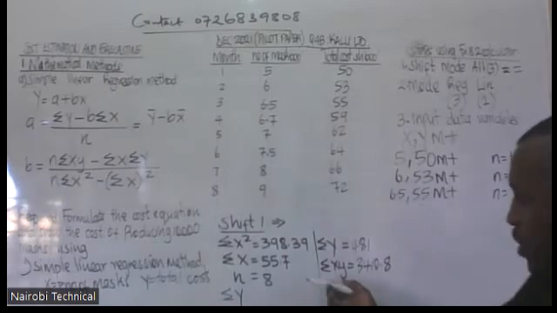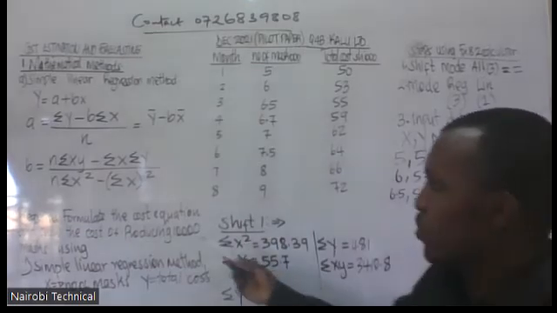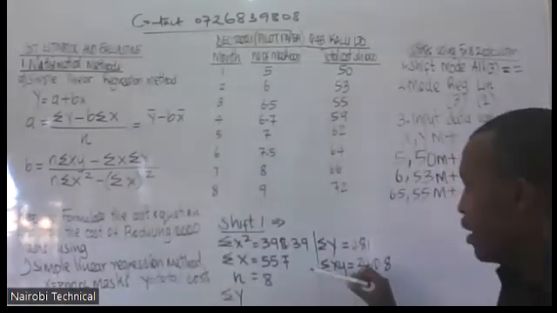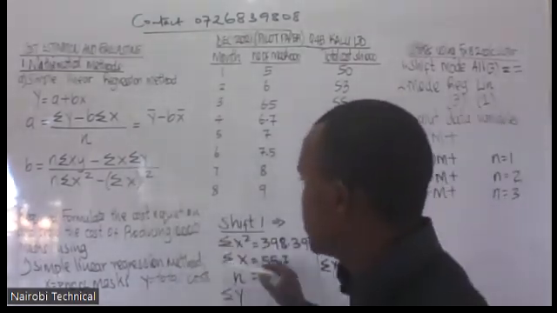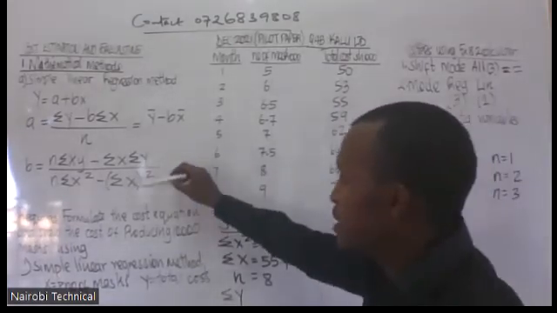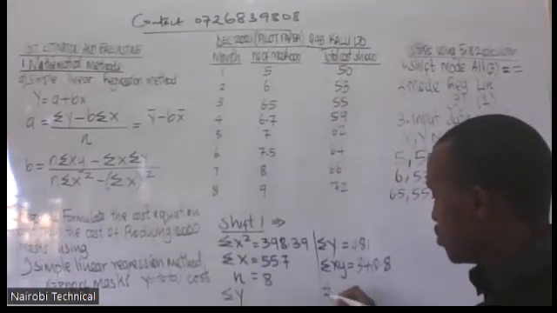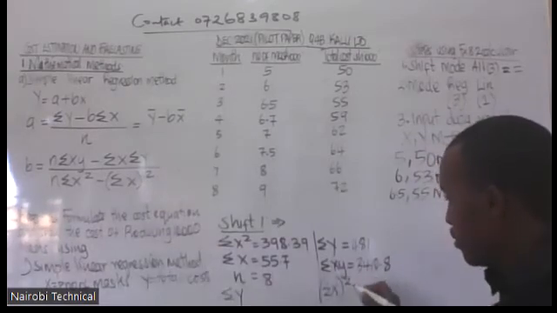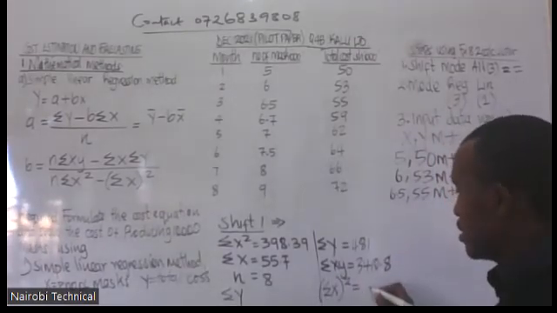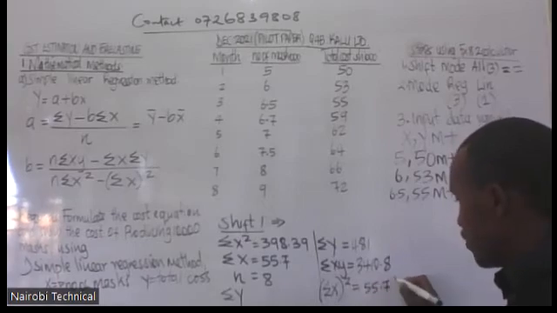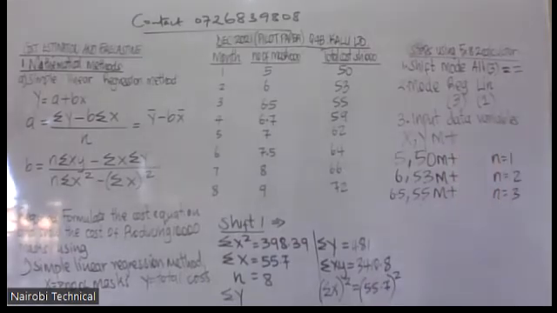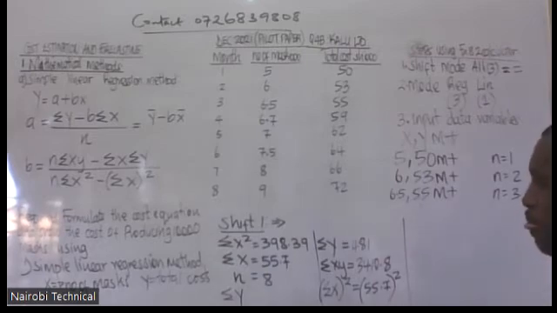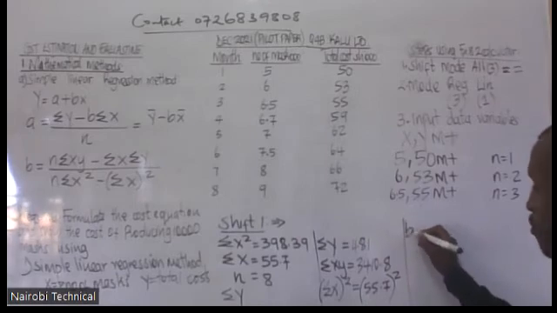Now, once you've done that, you now see what items you don't have. The summation of x squared is right here. The summation of x is here. The n is here. The summation of y is right there. So the summation of x squared simply means 55.7 squared. Then you can substitute in your formula so that you get the values of b and a.